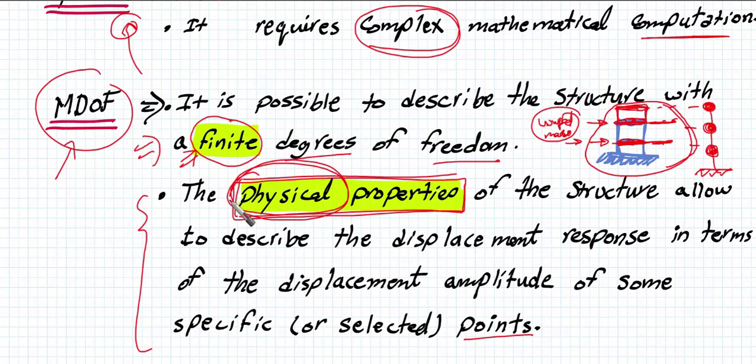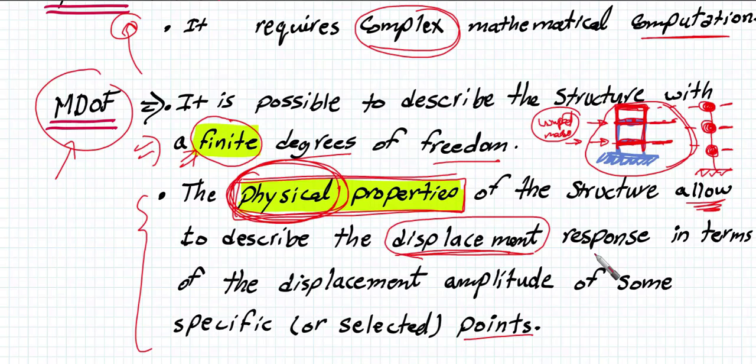Physical means the masses, whether they are concentrated or not, and at the same time the stiffness should be arranged in a symmetric way so that we can describe the motion conveniently with individual equations at each level. So again, the physical properties of the structure allow us to describe the displacement response, because we are interested in displacement, of the dynamic loading, or the dynamic motion.